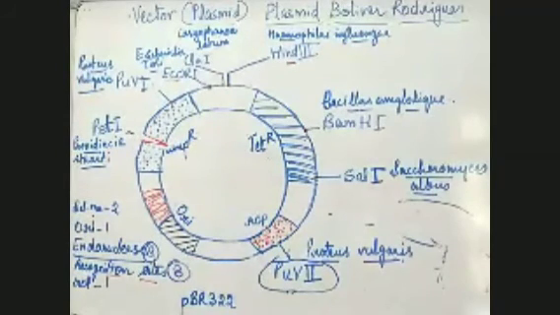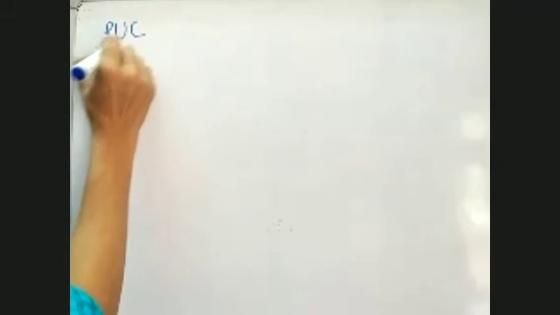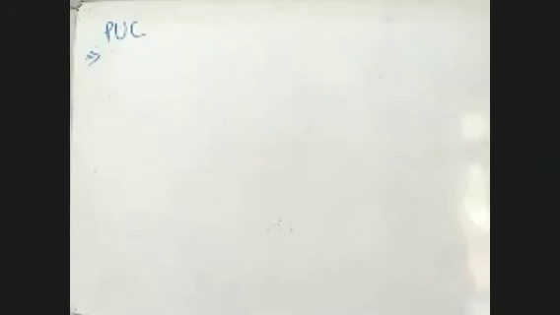The people who made it were Bolivar and Rodriguez. Bolivar and Rodriguez were the ones who made it. Then there is pUC. One more vector which is used is pUC. This is one more vector which was developed in the University of California.